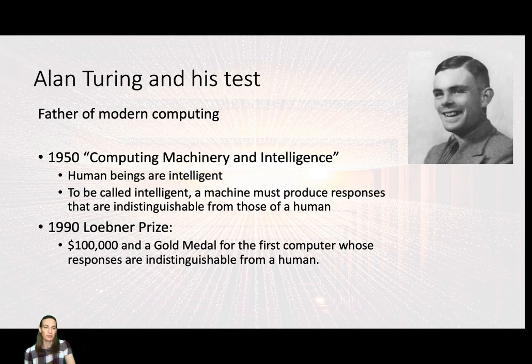In his paper of the 1950s, he talks about what makes a system intelligent. He says to be called intelligent, the machine must produce responses that are indistinguishable from those of a human. So there's a very famous test whereby a person interacts with a chatbot and doesn't know if it is a chatbot or a human, and is supposed to not be able to tell the difference between the two. Now, it's not without its problems.